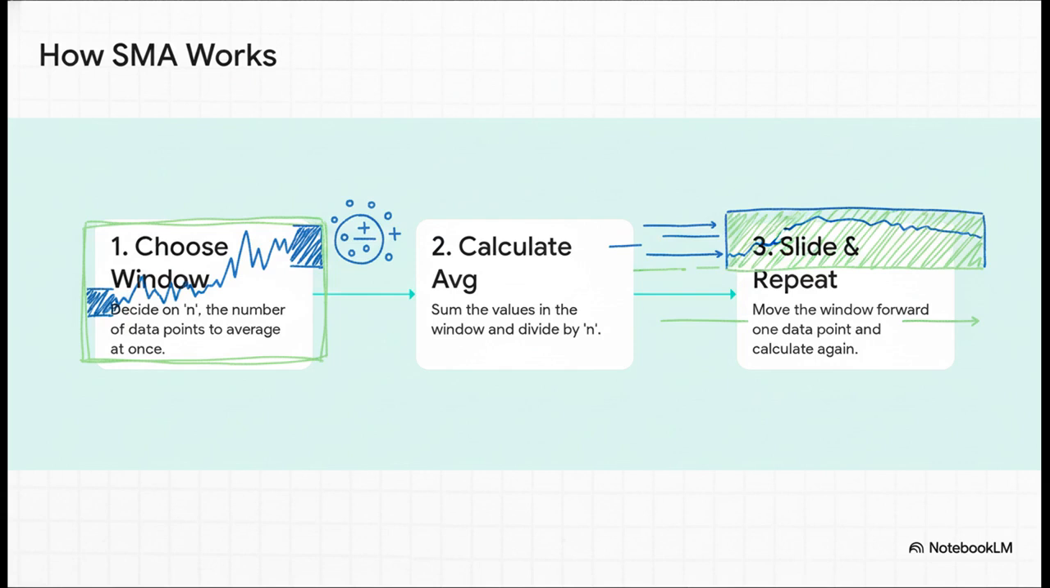First, you choose what's called a window size, like say you decide to look at the last 3 days of data. Second, you just calculate the average for that little window. And then, here's the key part. You slide that window forward one step and do it again. This whole sliding window thing is what creates that nice smooth line we're after.